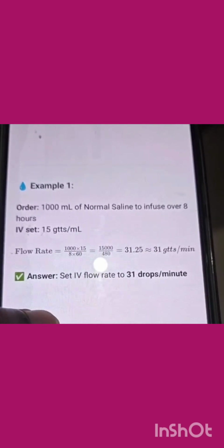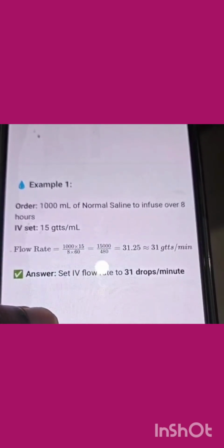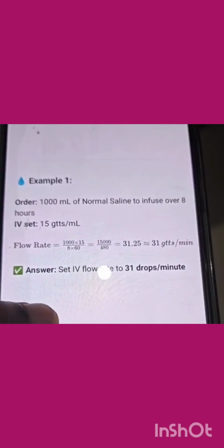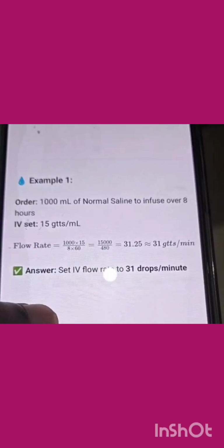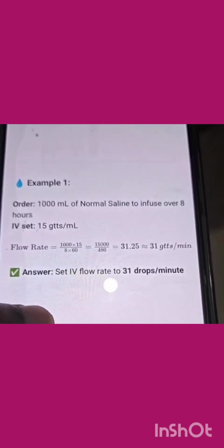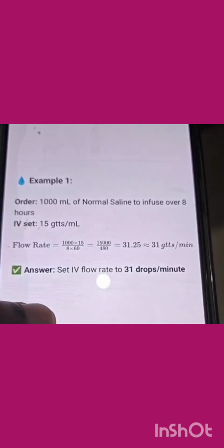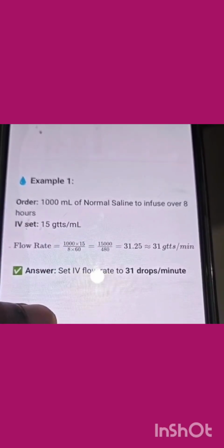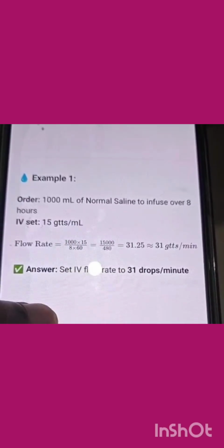So these hours need to be converted into minutes. So 8 into 60. So it becomes 1000 into 15. We get 15,000. 8 into 60 is 480. So 15,000 divided by 480. The answer is 31.25.